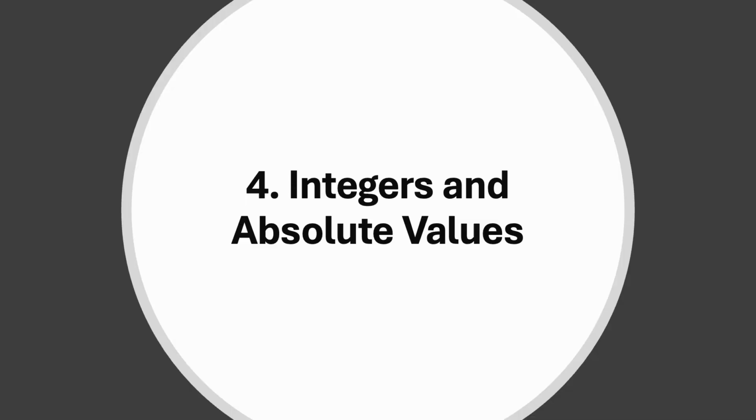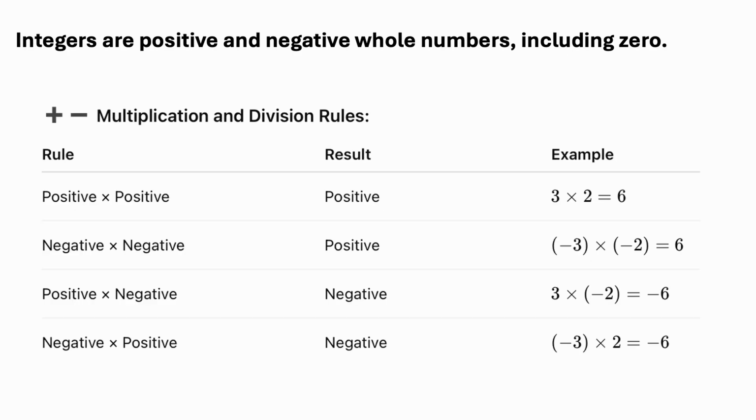Let us now explore integers and absolute values. Integers include all positive and negative whole numbers as well as 0. Now let us look at how signs affect multiplication and division. A positive times positive gives a positive result. Say 3 times 2 is 6. A negative times negative also gives a positive result. Say minus 3 times minus 2 is 6. But if one number is positive and the other is negative, the result is negative. Say 3 times minus 2 is minus 6, or minus 3 times 2 is minus 6.